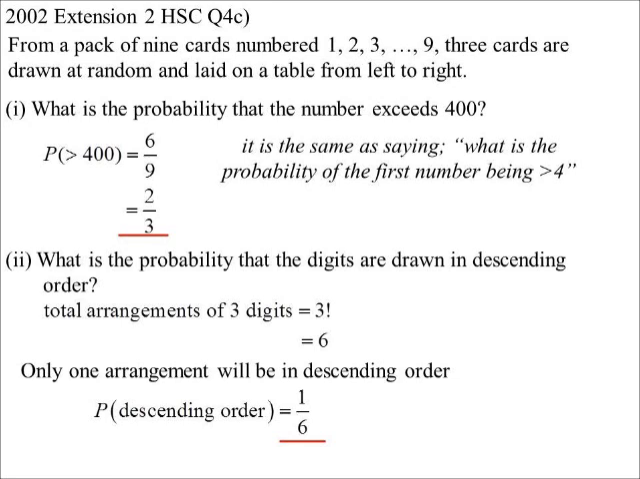It doesn't matter which 3 digits I pull out. Whatever the 3 digits are, there's always going to be 3 factorial ways of arranging those, and only one of them will be in descending order. Had you bothered to work out every possible one and then worked out how many of those would be descending, yes, you'd get a different fraction, but guess what? It would simplify down to be 1 in 6.